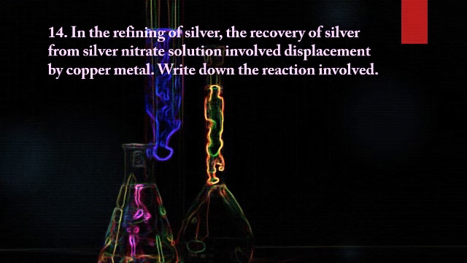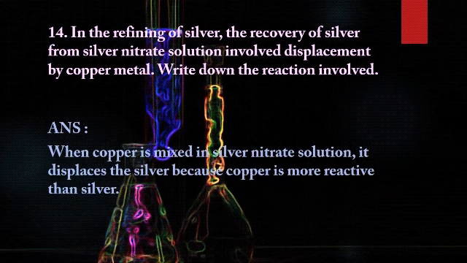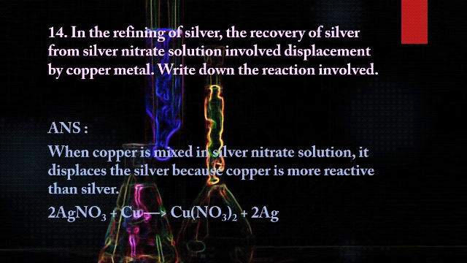The 14th question is, in the refining of silver, the recovery of silver from silver nitrate solution involved displacement by copper metal. Write down the reaction involved. Answer. When copper is mixed in silver nitrate solution, it displaces silver because copper is more reactive than silver. The equation is 2AgNO3 plus Cu gives Cu(NO3)2 plus 2Ag. That is, silver nitrate reacts with copper to give copper nitrate and silver.